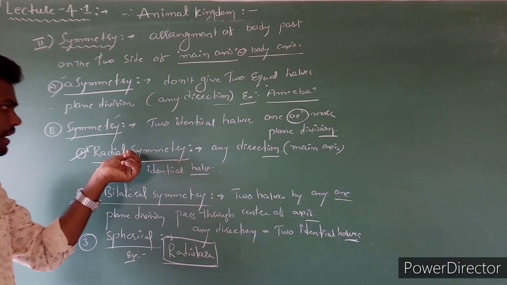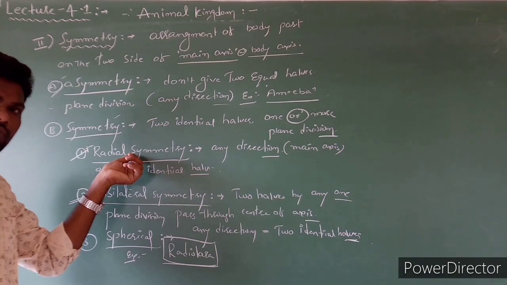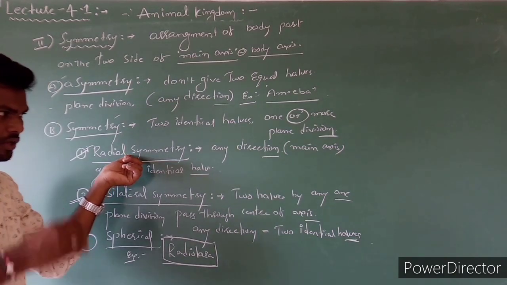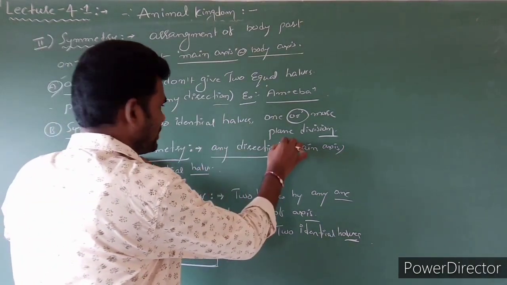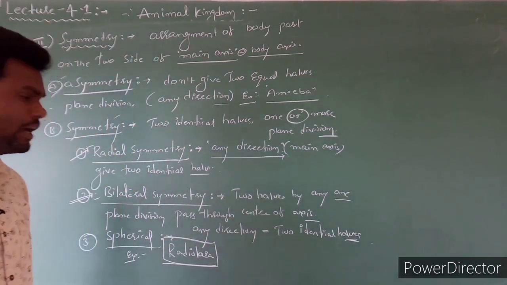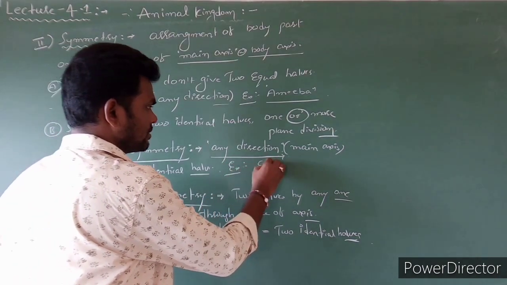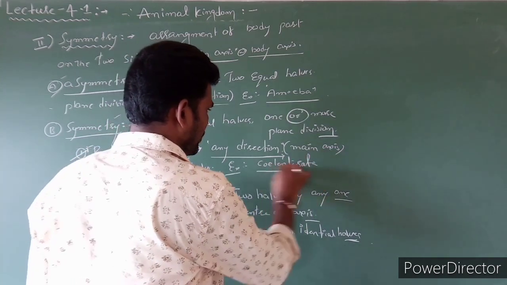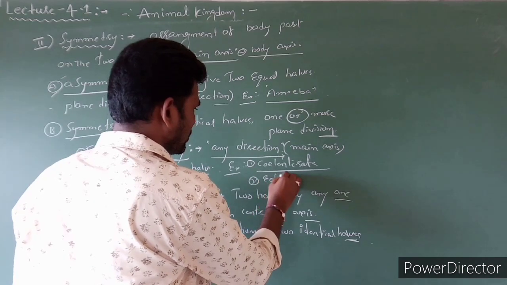In radial symmetry, it will give two equal identical halves. Clear? You can cut in any direction and it will definitely give two equal identical halves. Such is called radial symmetry. Examples are Cnidaria, and next, Echinodermata.